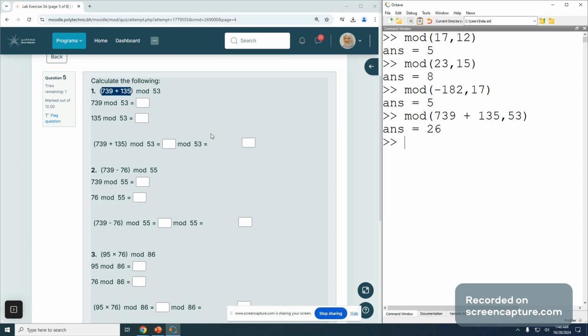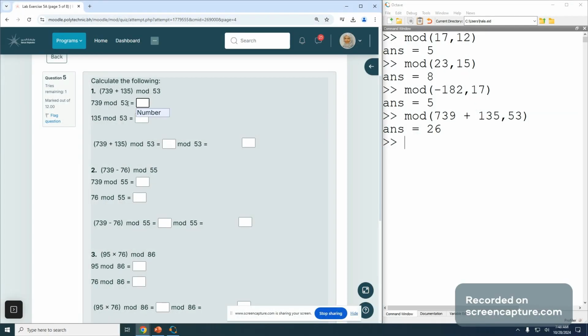But here they want us to use the property. So what does the property say? It says you take the first one, mod 53. So this is the first one, mod 53. Then you take the second one, mod 53. This is the second one, mod 53. And then what do you do with these two answers? You have to add them up and add mod 53. Okay, so that's what we're going to be doing.